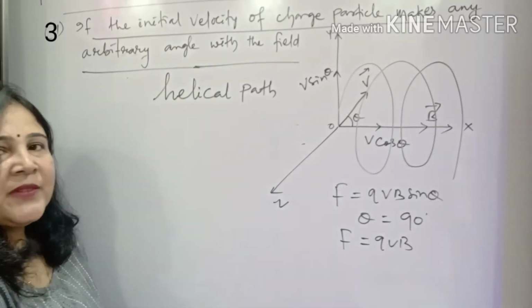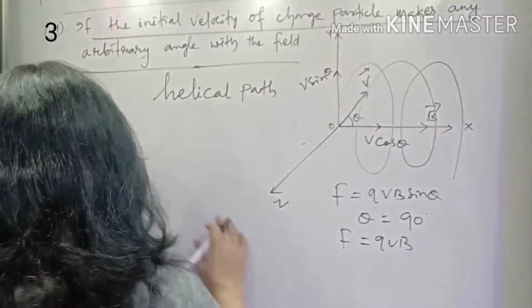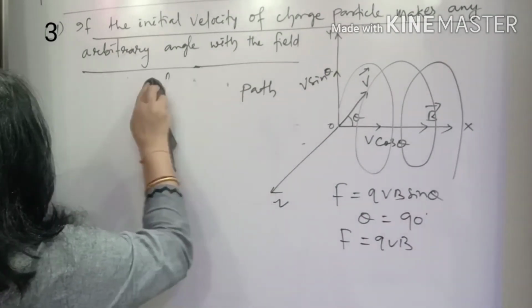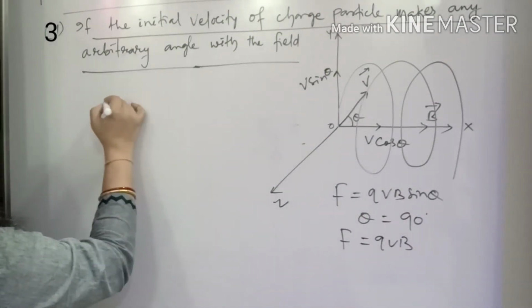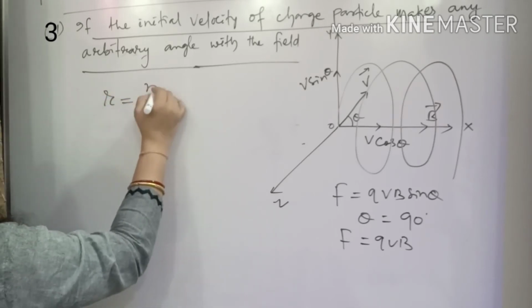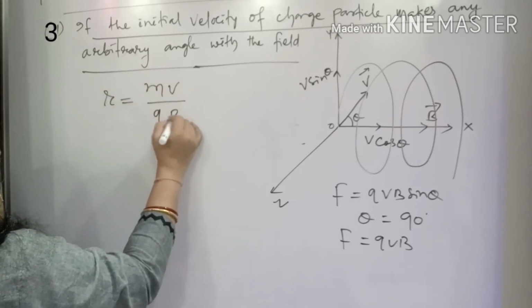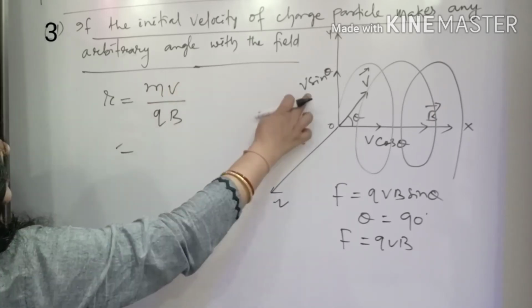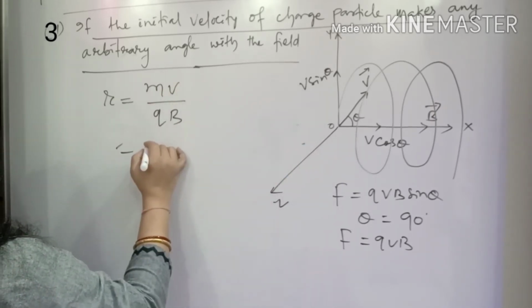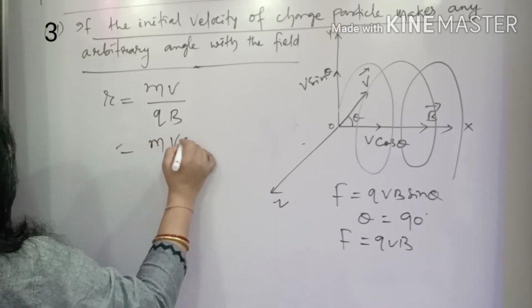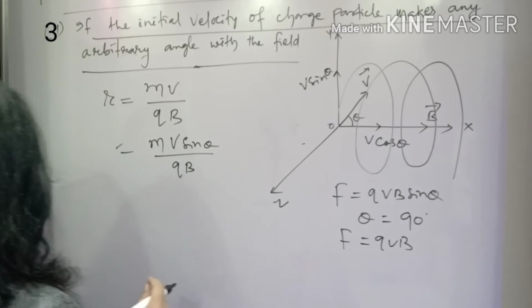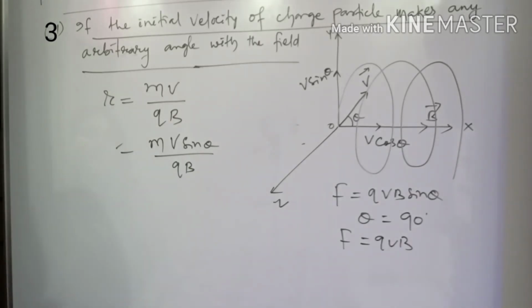Now for this helical path, we'll find out the radius. The radius of the helical path, R, will be equal to mv by qB. But here v is due to this V sin theta component. So this will be R equals m v sin theta by qB. So this is the radius.